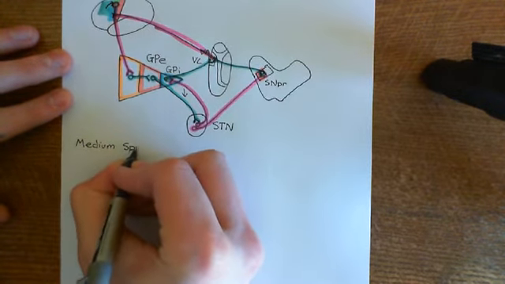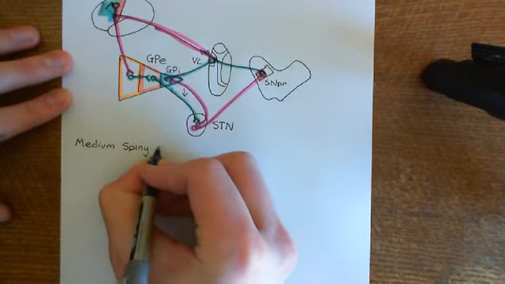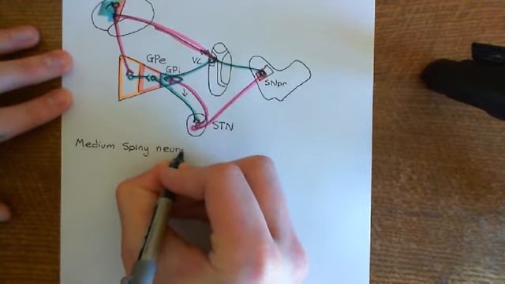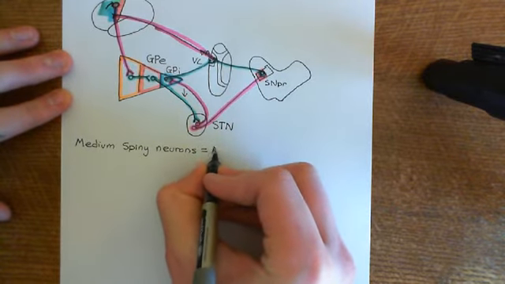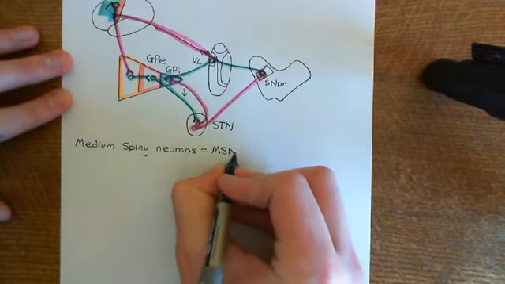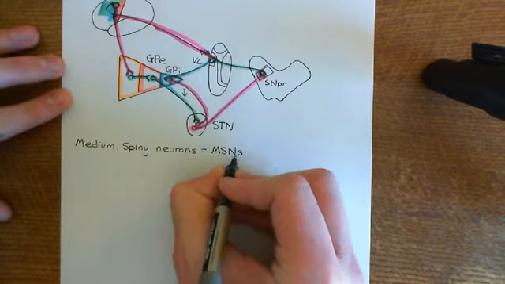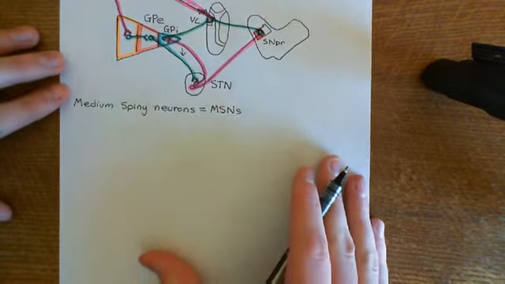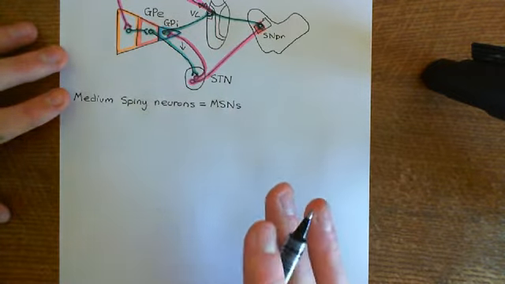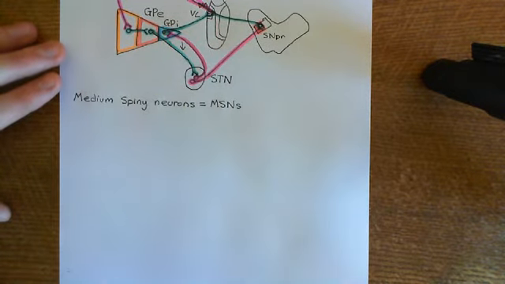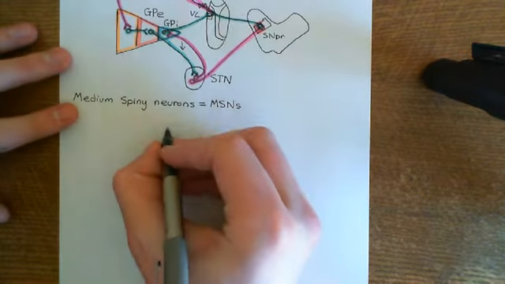Now they have a very specific name. The neurons of the dorsal striatum which release GABA are known as medium spiny neurons, or for short they're called MSNs, for medium spiny neurons. Now let me draw a picture of a medium spiny neuron so that I can show you where the dopaminergic neurons are going to synapse with them.